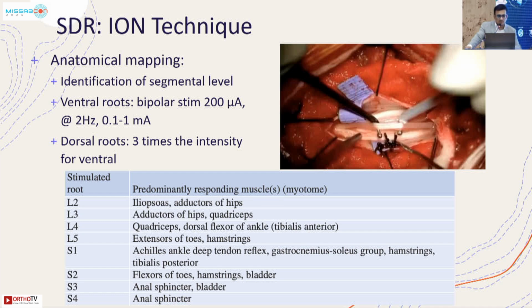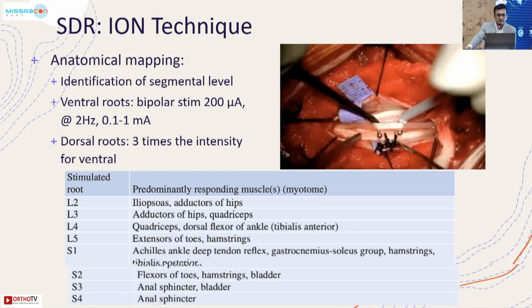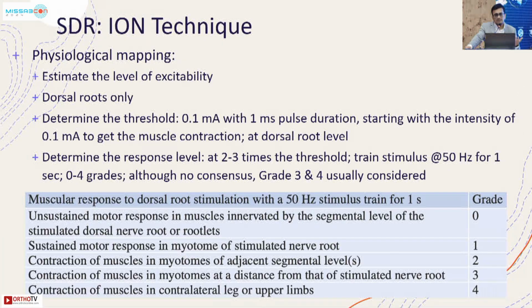Anatomical mapping is done by stimulating the ventral roots, and physiological mapping is done by dorsal root stimulation. Various parameters of stimulation are there. Based on ventral root stimulation, we confirm the anatomical segmental level, and by physiological mapping, we determine the rootlets which are contributing significantly to the development of spasticity in that particular muscle group. So the ideal technique is to combine both, anatomical and physiological techniques.